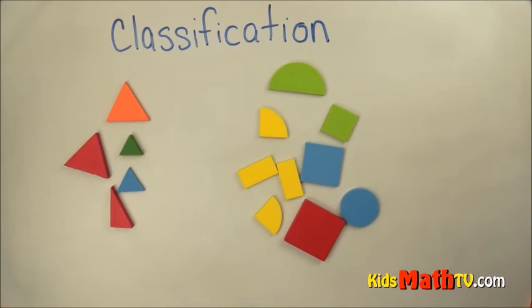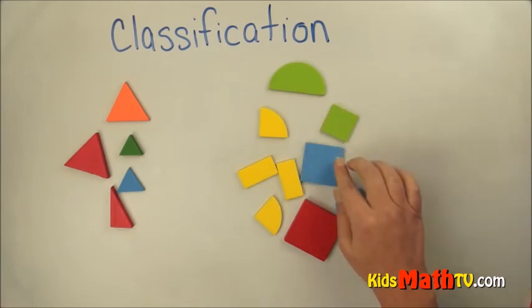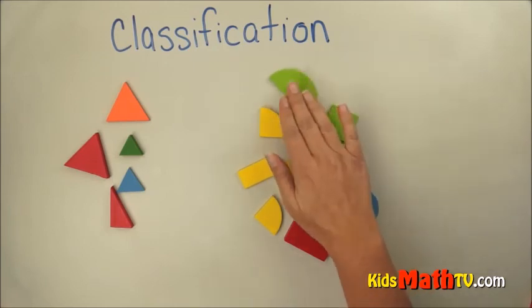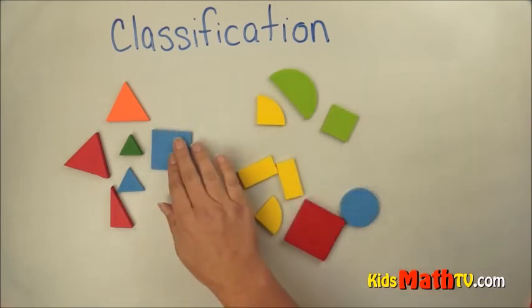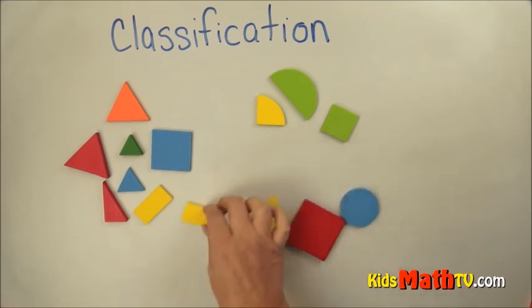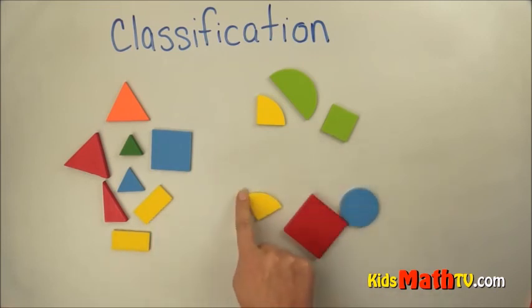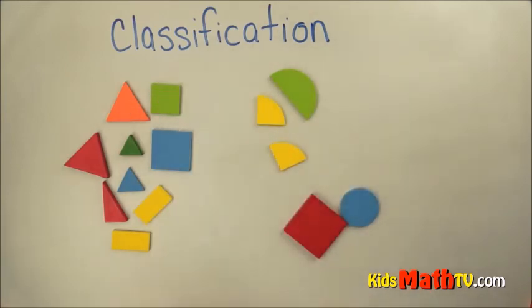Let's do one more. Let's do rounded edges and straight edges. If it has a rounded edge, we're going to put it over here. If it has all straight edges, we're going to put them over here. Triangles have all straight edges, so they stay. These rectangles can come over. This one has a rounded edge there. Square does not, comes over there.